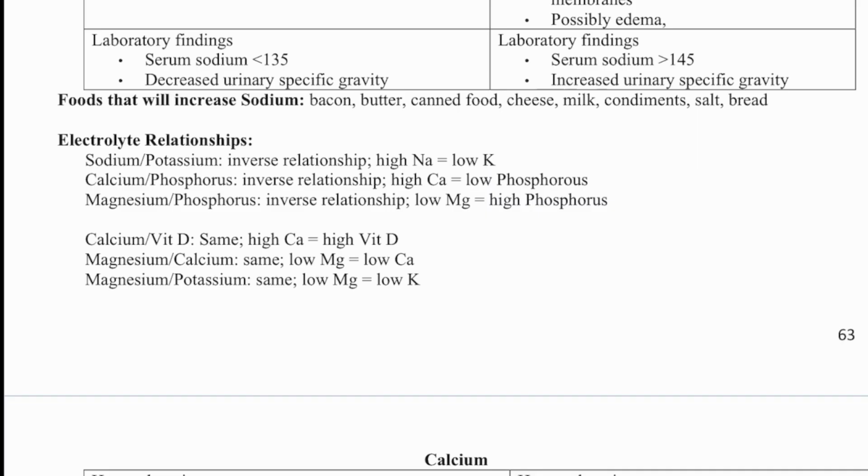So let's talk about electrolyte relationships. Sodium and potassium have an inverse relationship, so a high sodium means that you're going to have a low potassium. Calcium and phosphorus have an inverse relationship, so a high calcium is a low phosphorus, and magnesium and phosphorus have an inverse relationship, so low magnesium, high phosphorus. Calcium and vitamin D are the same, so a high calcium means a high vitamin D. Magnesium and calcium are the same, so with a low magnesium, you're also going to see a low calcium. And magnesium and potassium are the same, so a low magnesium can also mean a low potassium.